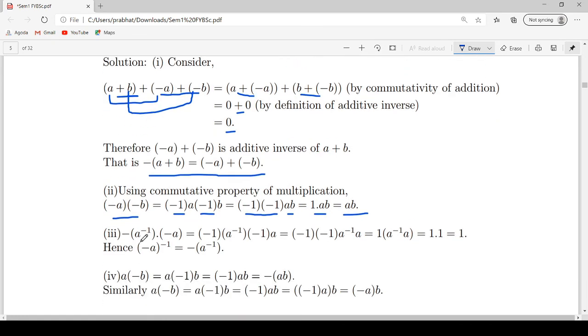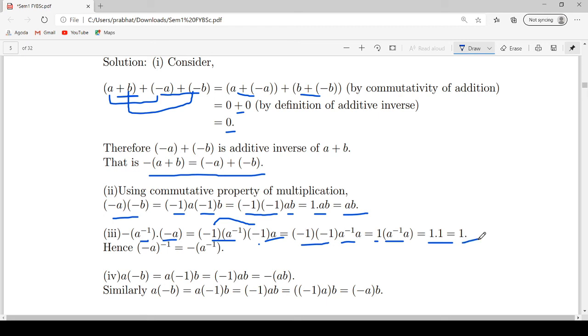Consider minus of A inverse multiplied with minus of A. Now minus of A inverse, I can write it as minus 1 into A inverse, and minus A I can write it as minus 1 into A. By using the commutative property, I can club this minus 1 with this minus 1. So I will write it as minus 1 into minus 1 times A inverse into A. But minus 1 into minus 1 is 1. And then A inverse A is also 1 by definition of multiplicative inverse.